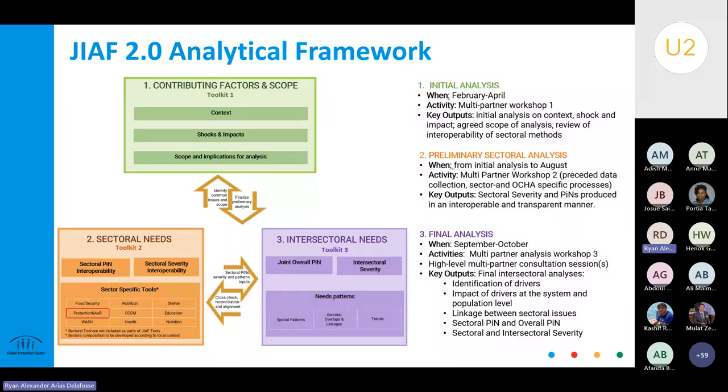The second workshop is your sectoral analysis. This is where we actually have our inputs. This is where you will have your protection and AOR PIN and severity, and you make sure that they are interoperable with the other sectors. What this means is we know that severity level 5 is complete sectoral collapse. So when you choose a severity level 5 for protection, are you truly choosing a sectoral collapse? This is just making sure and verifying that your methodology fits the actual definitions of things like severity or people in need. And then the third workshop is when the intersectoral PIN and severity are calculated.